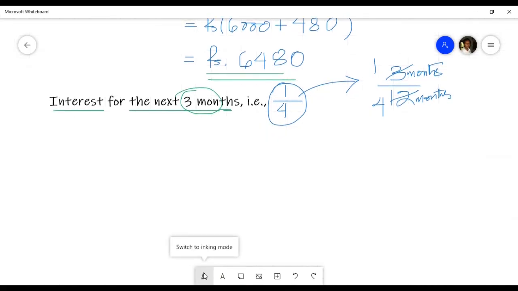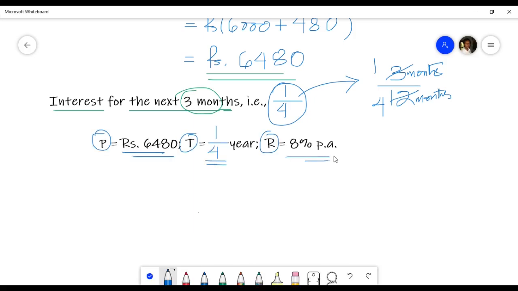So, interest for the next 3 months. How much was the principal? You remember that the principal of the next session will be the amount that was in the previous session. So the amount at the end of the first year becomes the principal for this rest part. So principal we have taken as 6,480. Time is taken as 1 by 4. Let us just replace the values in the formula of interest: principal into time into rate divided by 100.